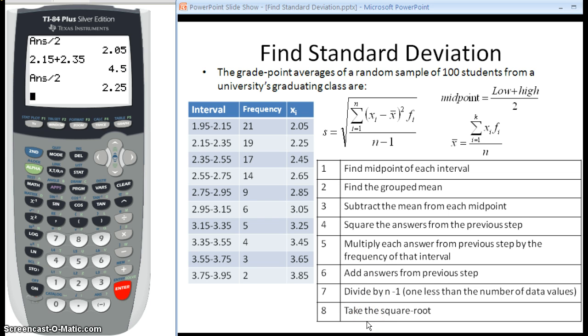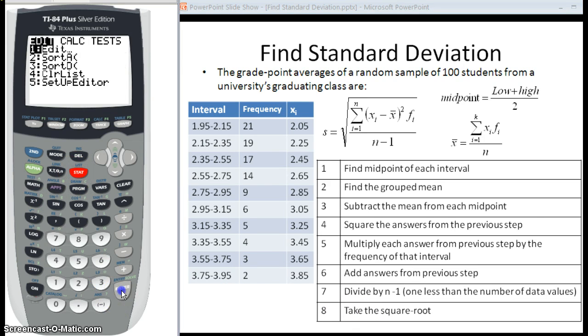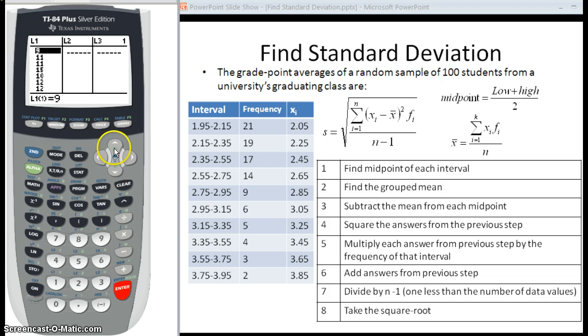So again, crazy amount of work. We are going to instead go to our calculator and have our calculator do the work. So like before, we're going to hit the stat button. We're going to hit enter for edit. I want to clear out my data from the previous problem, so clear and hit enter.